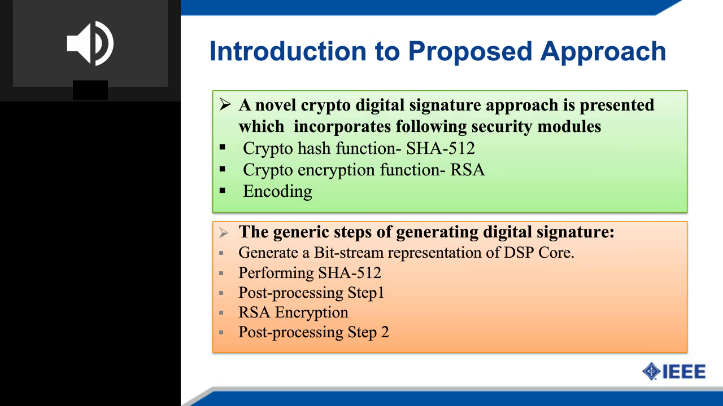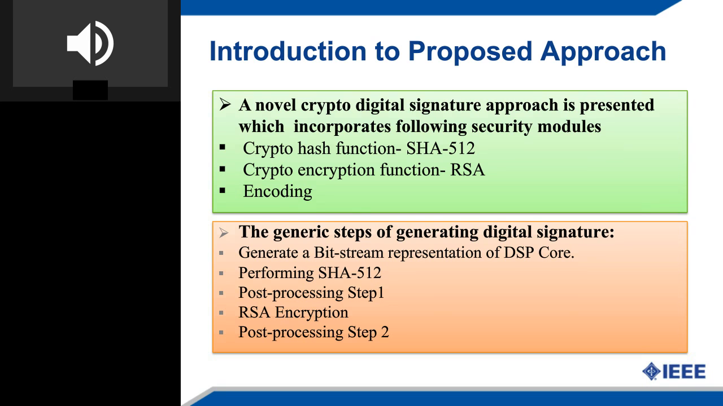So we basically have two post-processing blocks, and we have the bitstream representation in the form of an encoding algorithm. Then we have the SHA-512 and then we have the RSA encryption. So these are the major steps involved in generating a digital signature that could act as invisible secret constraints or invisible artificial constraints for your hardware device. Okay. Now let me get into the details of this approach.